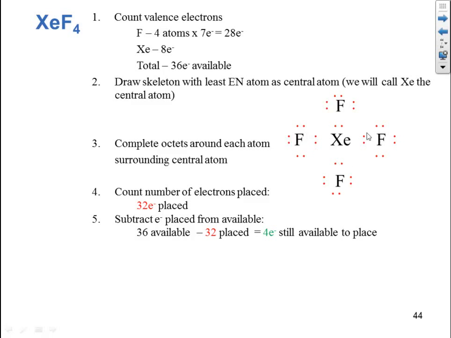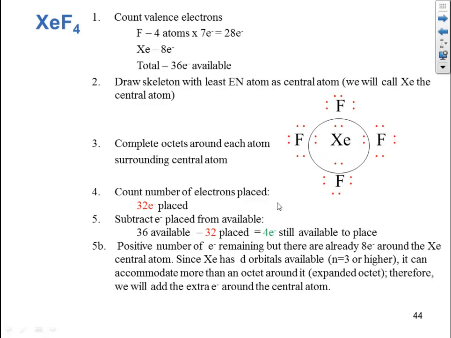If I look at my central atom, I have 2, 4, 6, 8. I have 8 around there, but I still got 4 more available. Well, this is another one of those examples where I have d orbitals available, so I can expand this octet. So I have a positive number of electrons, but there are already 8 around it. Since xenon has d orbitals available in period 3 or higher, it can accommodate more than an octet around it, an expanded octet. Therefore, we'll just add the extra electrons around the central atom. So xenon ends up being a total of 2, 4, 6, 8, 10, 12 electrons around the central atom.